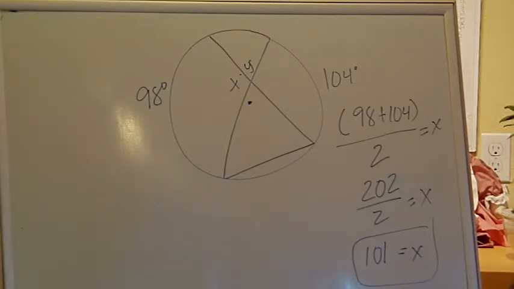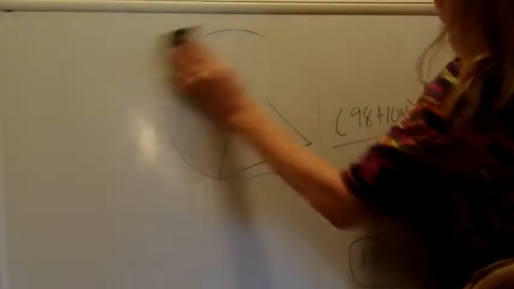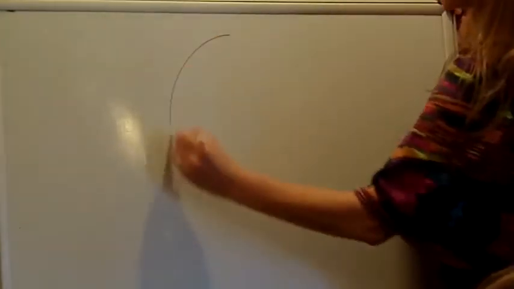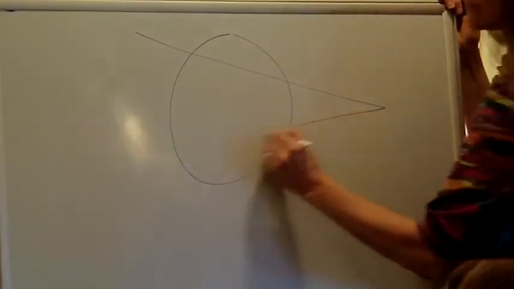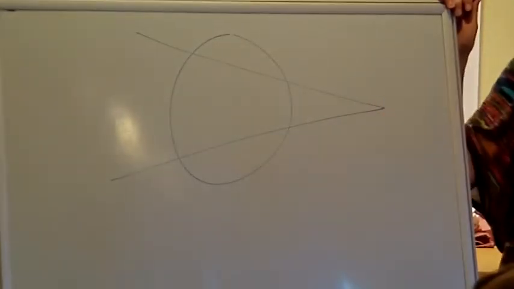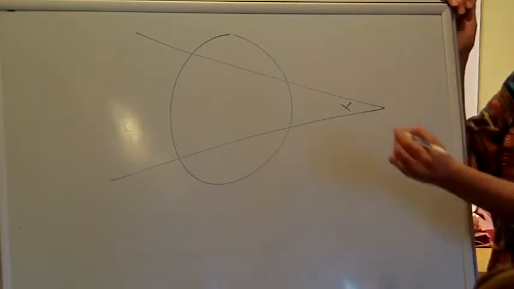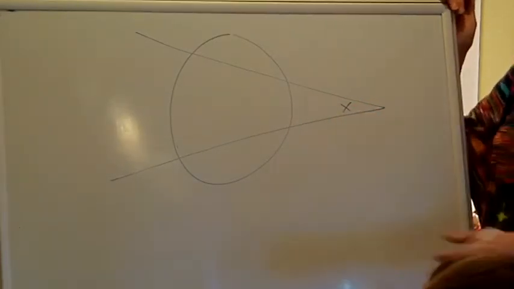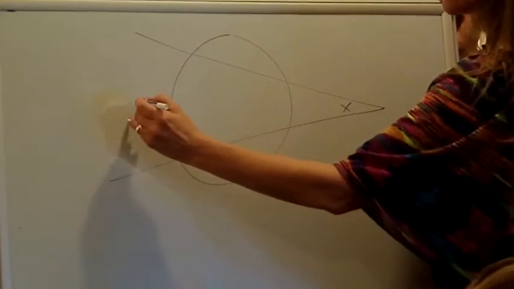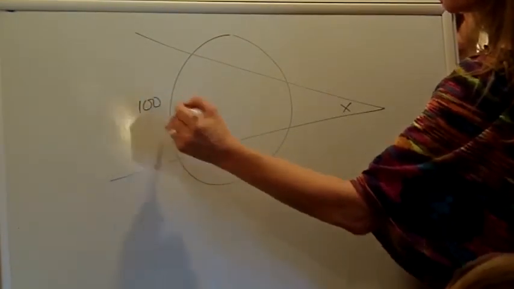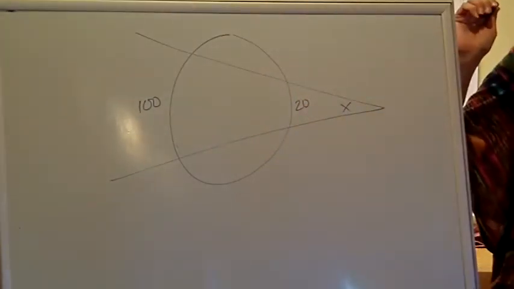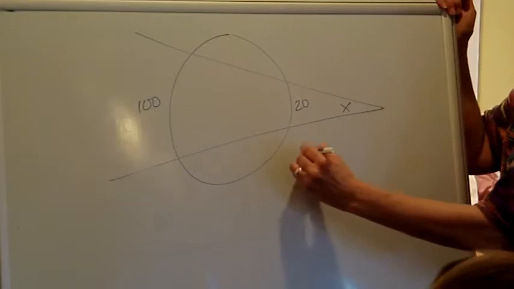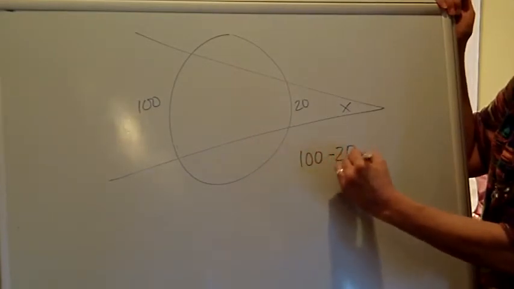Let me show you another relationship you may not remember from circles that's similar to this one. What if you have a circle and the two secants intersect outside, and you want to know that angle? Let's just put some random numbers in here. If you know that this arc is, say, 100, and this arc is, say, 20, I'm just putting random numbers in there. This relationship is 100 minus 20 divided by 2.